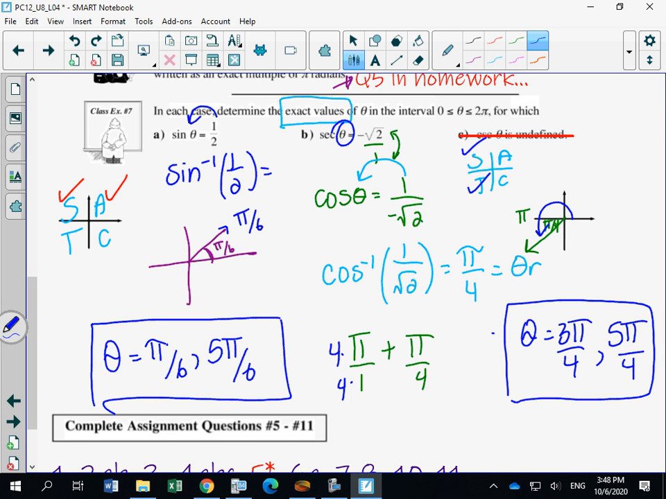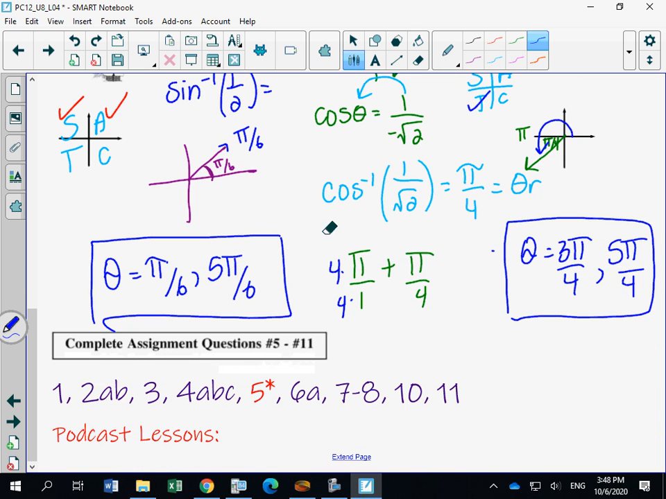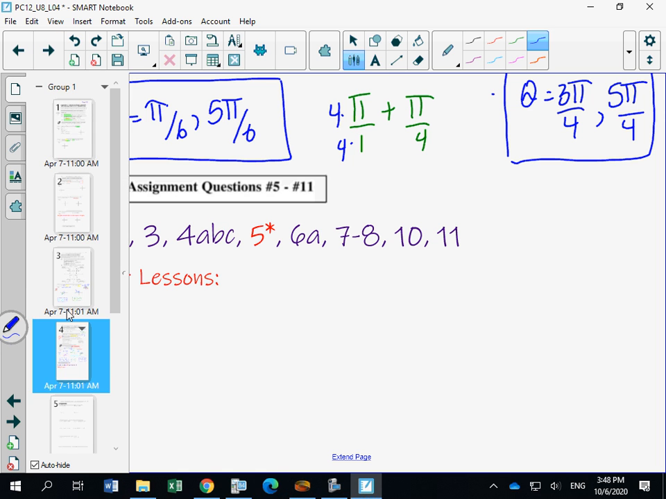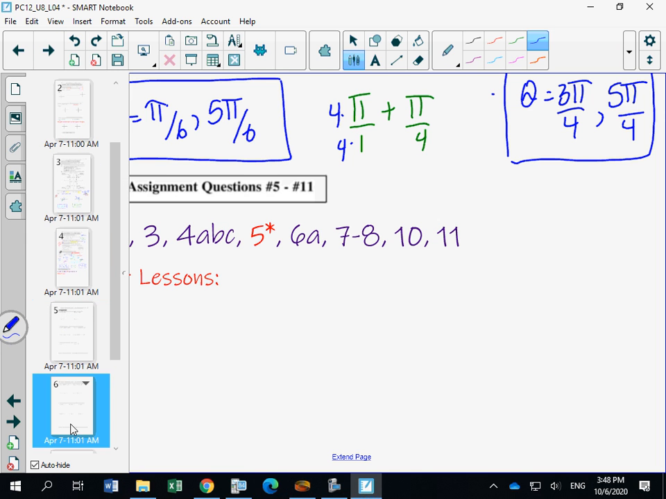We don't need to do C yet. We'll do that one after we do lesson 5. Here is the rest of your homework. We are going to do number 5, 6A. I want you to do 7 and 8, 10 and 11. And number 5, I've got that starred. So let's see why I have number 5 starred.